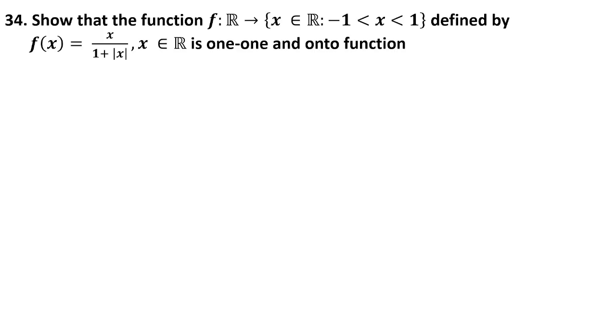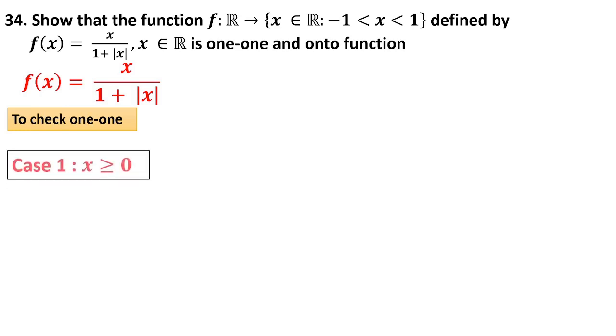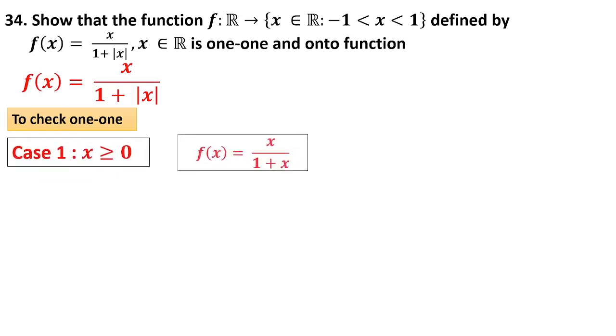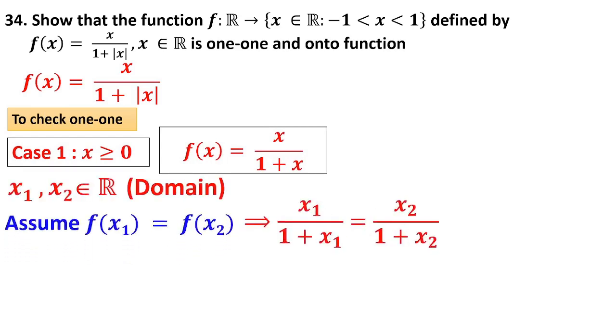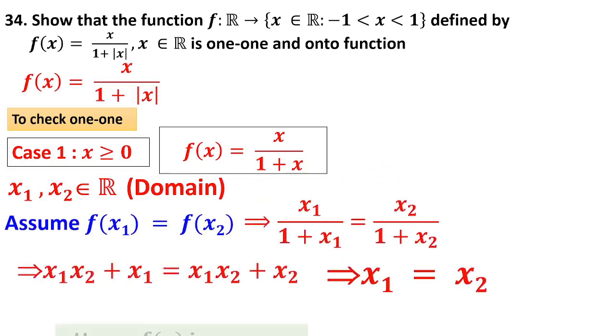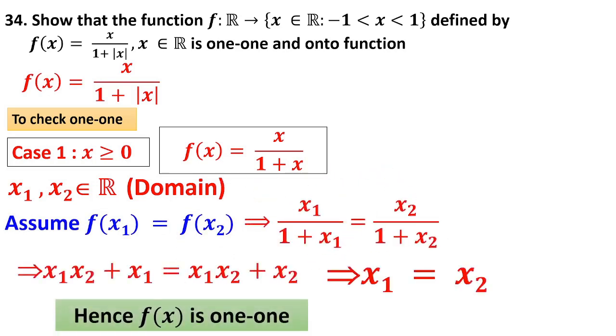Show that the function is one-one and onto. Be careful. Here the modulus is given, but we have to take cases. To check one-one, for x greater than or equal to 0, f of x is x upon 1 plus x. Therefore, we have taken x1, x2. f of x1 is equal to f of x2. Cross multiply. x1 is equal to x2. Therefore, it is one-one.